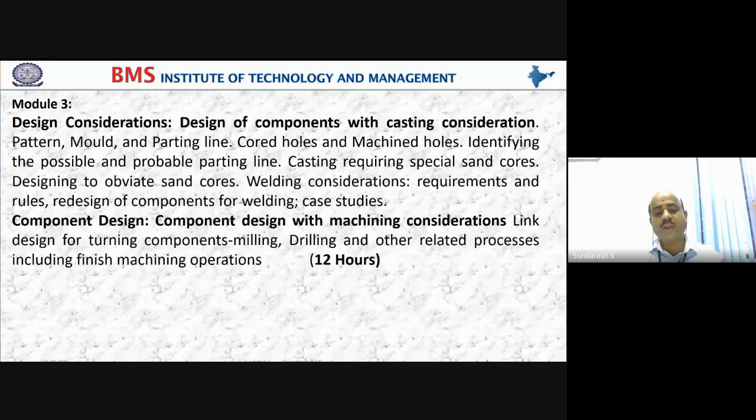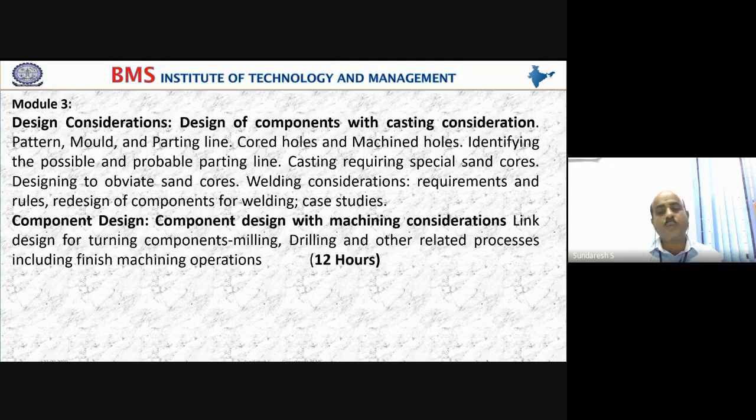The second part is the component design with machining considerations: link design for turning components, milling, drilling, and other related processes, including finishing process operations. So we have to take a link as one of our examples, and we have to discuss the turning, milling, drilling, and other related processes, including finish machining operations. So the content of the syllabus is very less, but it includes a lot of problems.